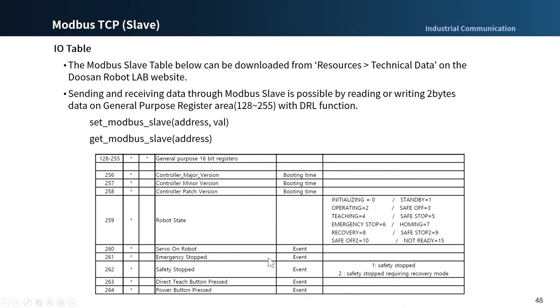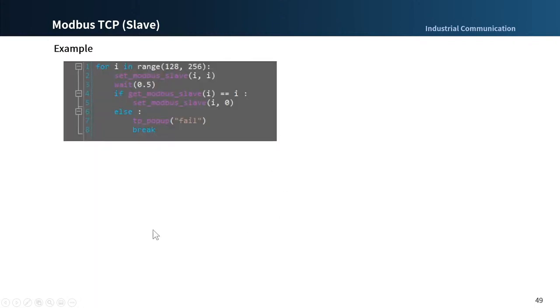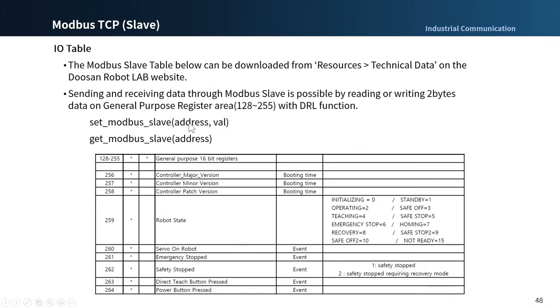Most of the monitoring information is updated at 100 milliseconds, and some information is updated whenever an event occurs. And in the example, I want to handle the GPR, general purpose register. The general purpose register area is like this. So if you want to handle some GPR, you can use these two DRL functions.